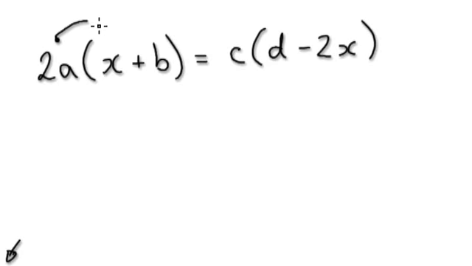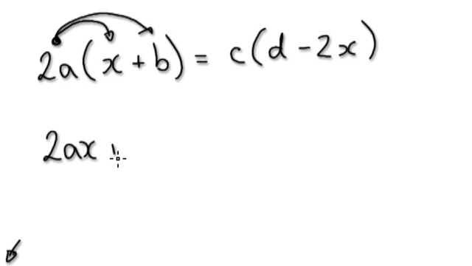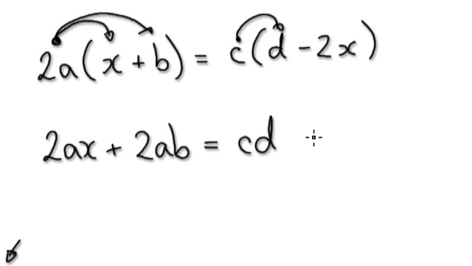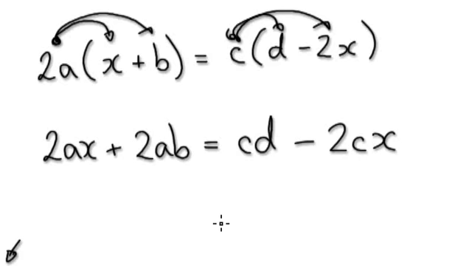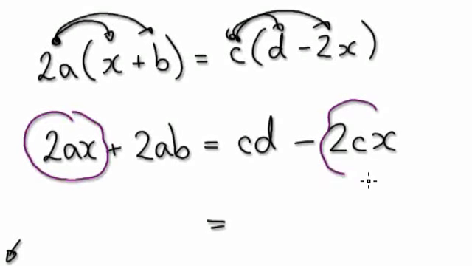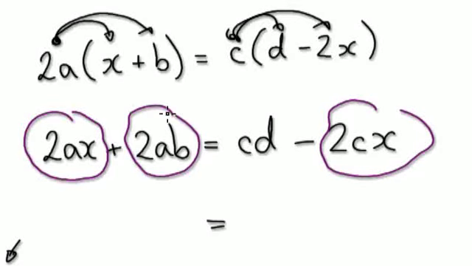Alright, to do this, get this times this, so that would be 2ax, and then this times this would be plus 2ab equals, this times this would be cd, and then this times this would be minus 2cx. Okay, now you can see this bubble here contains x, this one here contains x. Rubbish here, we don't really care about these two. So get all the x's on one side.